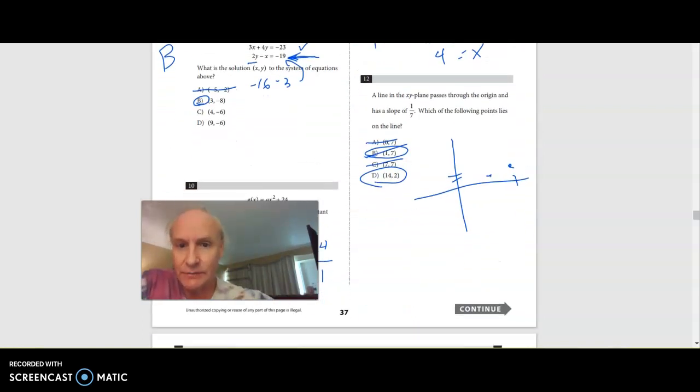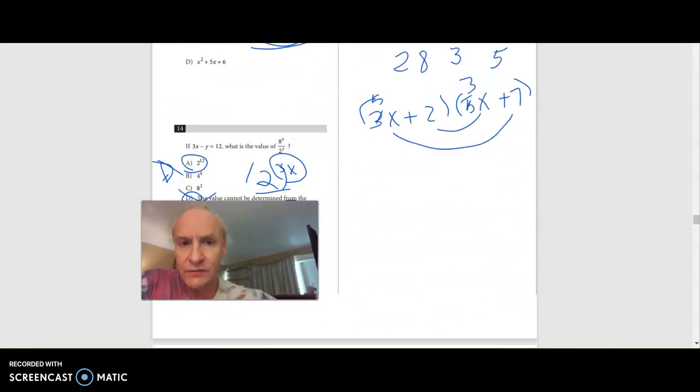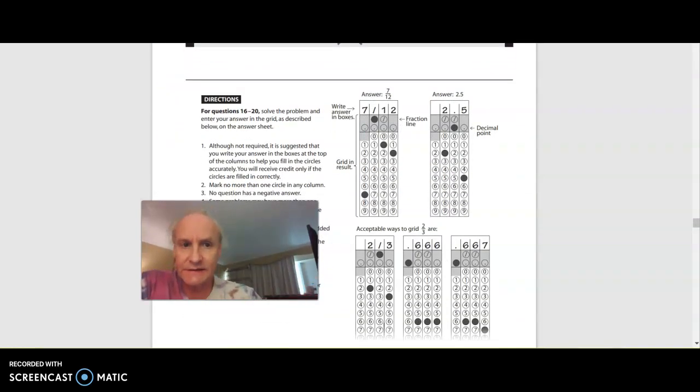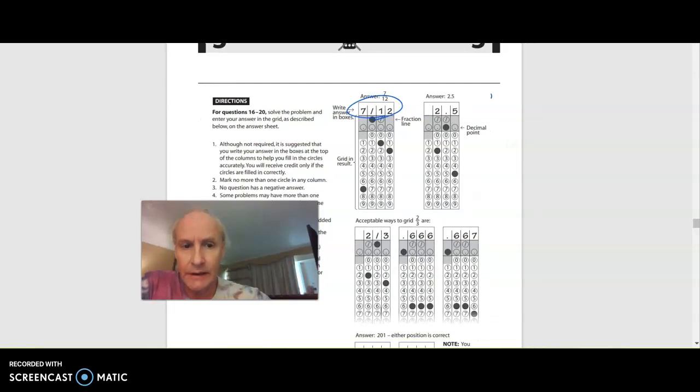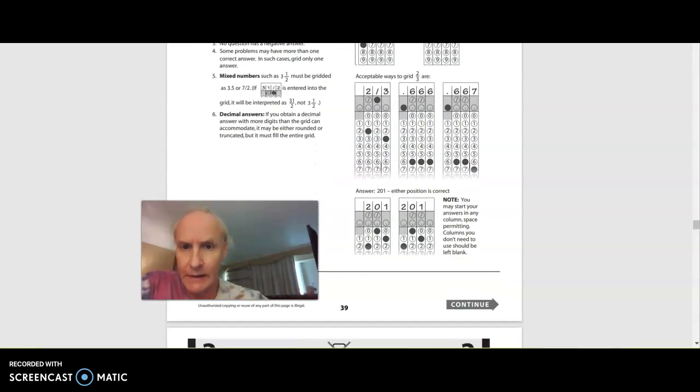One of the things I'll mention before I go is when you're filling in the dots on a hand fill-in type, just be careful. Don't put mixed numbers. Improper fractions are okay, but mixed numbers are not. The other problem is you don't want to put 2.50. You don't want to have unnecessary zeros. The only time they're allowed is when you're filling in for money.